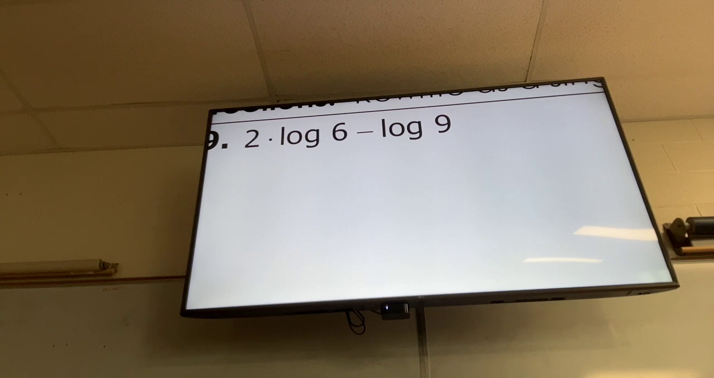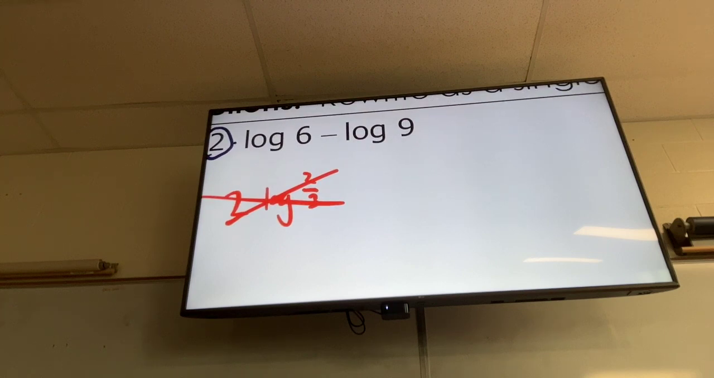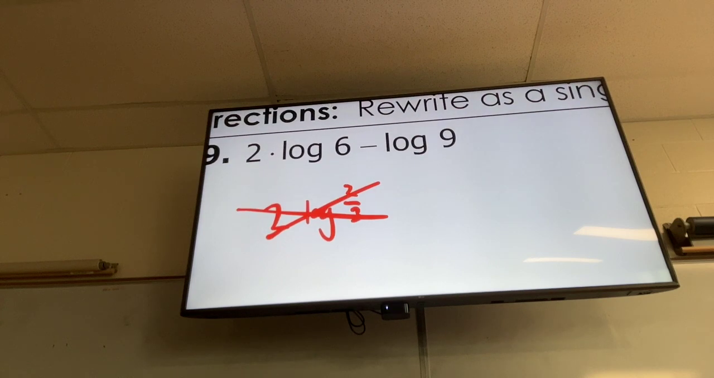Is it 6 times 9? What is it? There's a minus. It's going to be divided, but we have to deal with this 2 here. This is not going to be 2 times log 2/3. It is not going to be that. What we have to do, we got to get rid of that 2 first. How do we do that? Distribute. Yeah, there you go. Good job. Take this coefficient and make it the exponent.